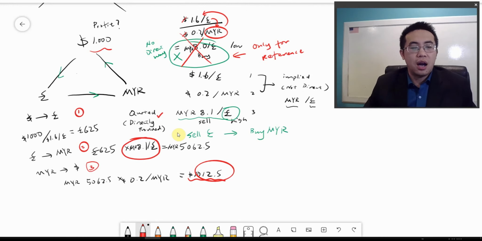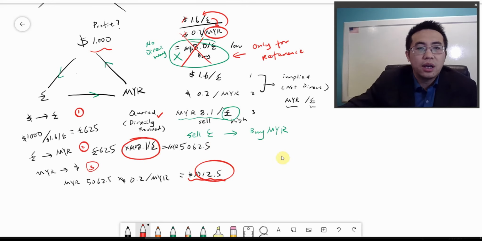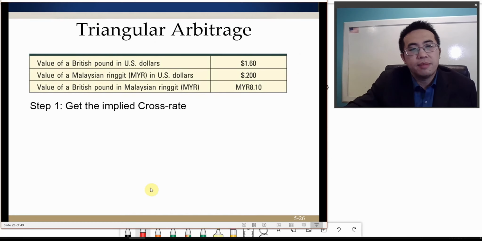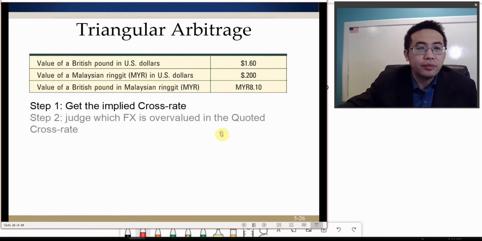Okay, so this is how we do the triangular arbitrage. Now let me give you some hints, some steps to follow. First, you need to get the implied cross rate. So right here, the 8.1 Malaysian ringgit per pound is not implied. It is a directly quoted rate. It's a stated rate. You want to get the comparable one, the implied cross rate, from the other 2 exchange rates.